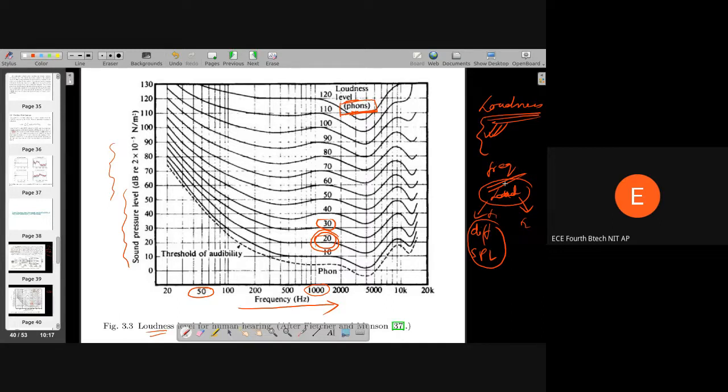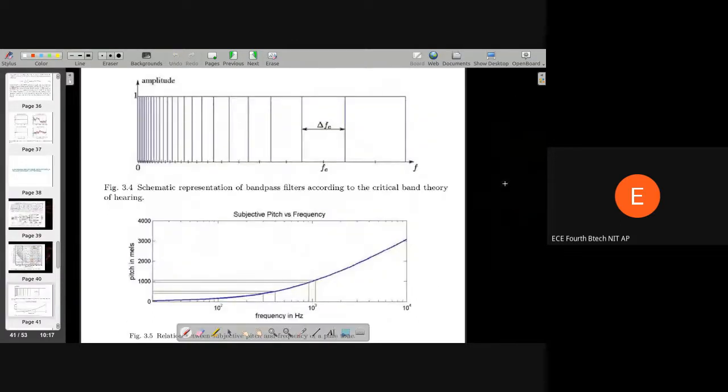On the contrary, you can also say that with the same sound pressure level, two different frequencies might be perceived as equally loud. So the brain works differently. It emphasizes certain frequencies more, particularly the low frequencies, compared to the high frequencies. So next we come to the critical band theory of hearing.